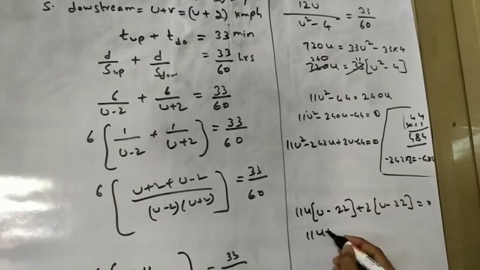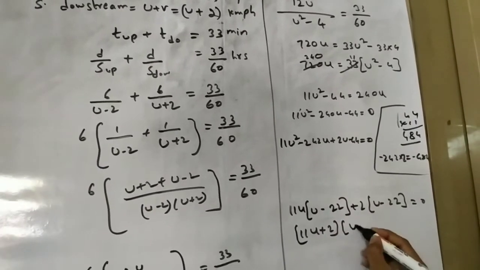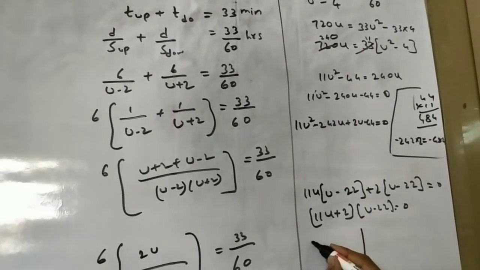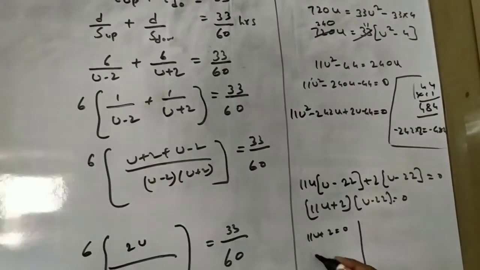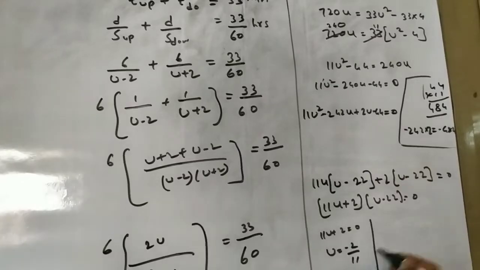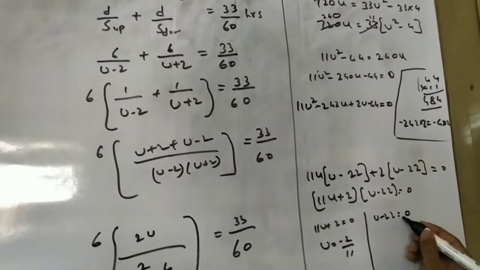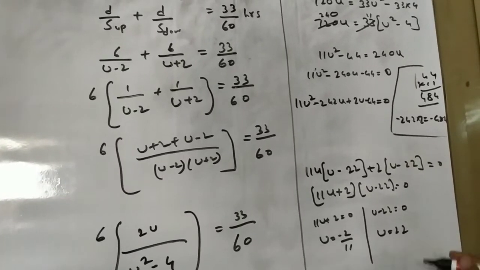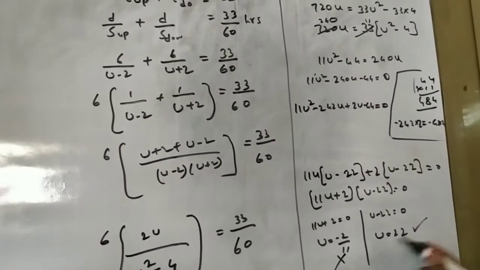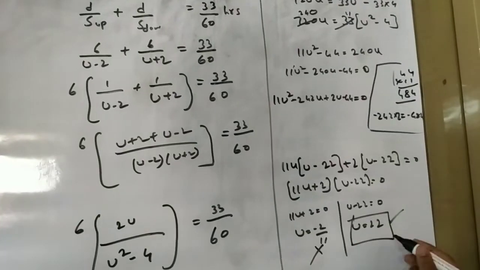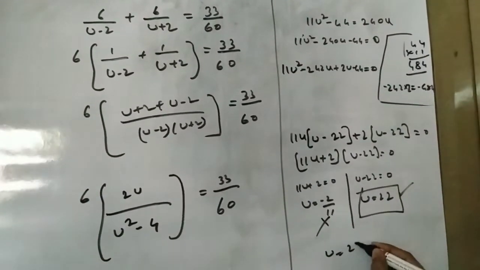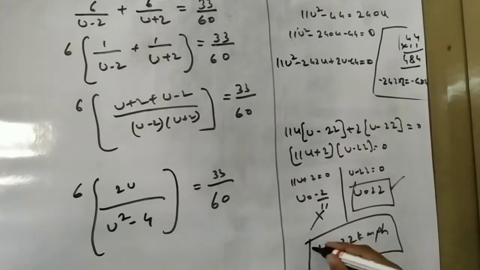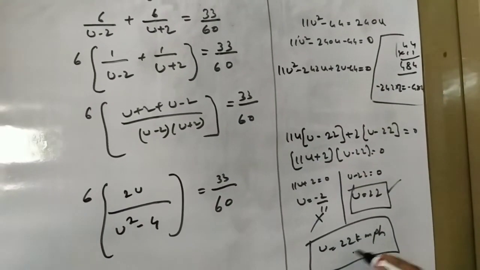So we got (11u plus 2)(u minus 22) is equal to 0. We got two solutions: 11u plus 2 is equal to 0, so u is equal to minus 2 by 11, and u minus 22 is equal to 0, so u is equal to plus 22. We all know that speed will always be positive, not negative. So we take the positive one, u is equal to 22 kmph. So the speed of the boat in still water is 22 kmph.